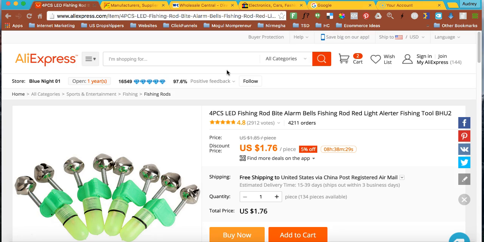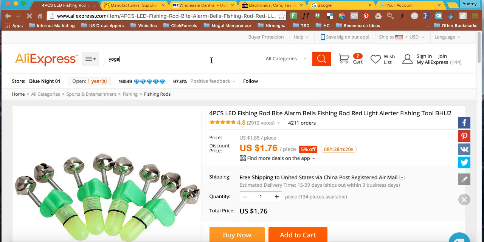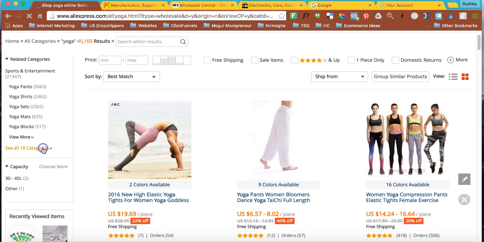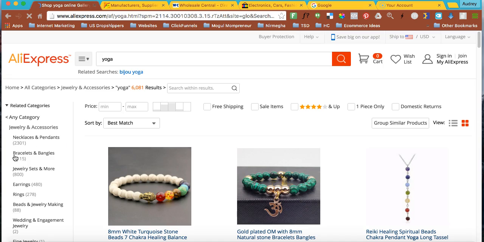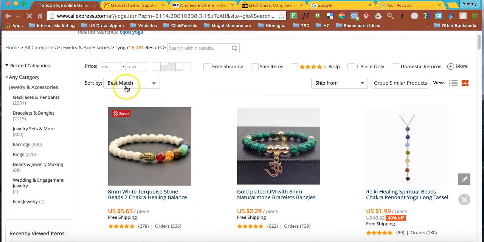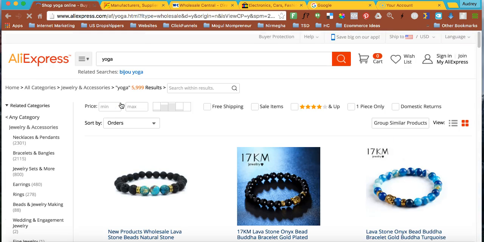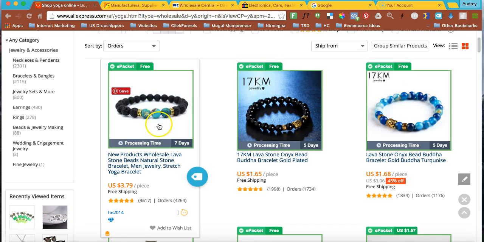Now let's look at one other thing. I'm going to pull up something. Let's say yoga, for instance. And let's look and see jewelry. Let's see what yoga jewelry there is. So we'll do the same thing. We'll sort by number of orders. And so this is a good indication that this is a popular product.